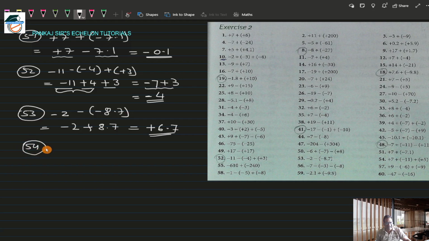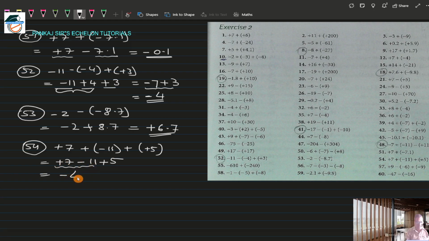54th. The 54th says plus 7, then plus in bracket minus 11, and then plus in bracket plus 5. First I will remove the brackets, so it will be plus 7 minus 11 plus 5. Then I'll deal with these two first. These are two directed numbers with opposite signs, so I'll take the sign of the bigger number, that is 11. So I'll take minus, and then I'll subtract 7 from 11, which makes 4. So minus 4 is the answer for this.